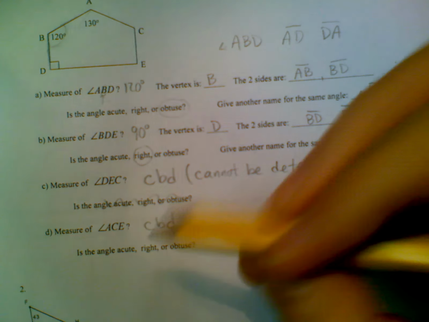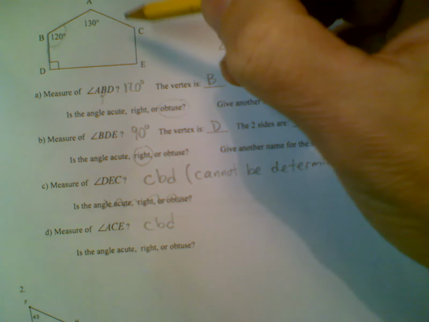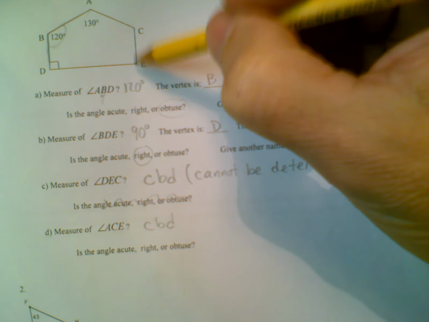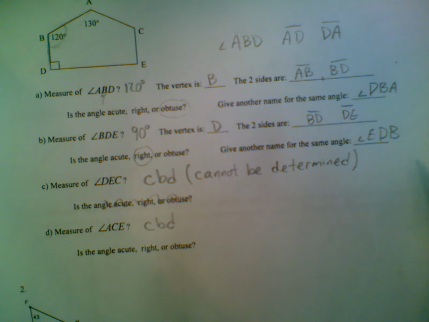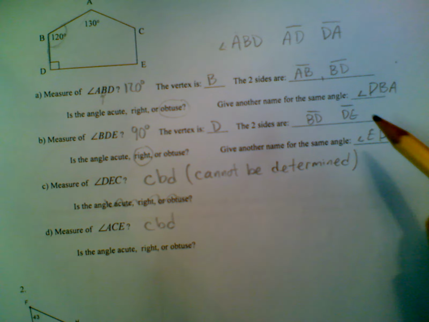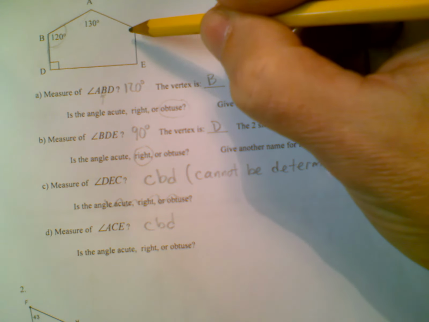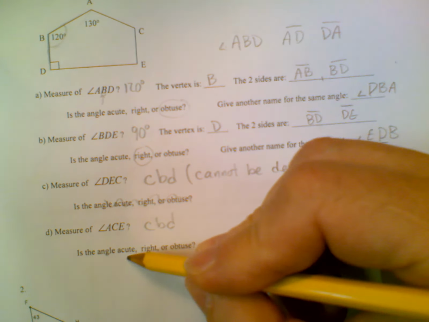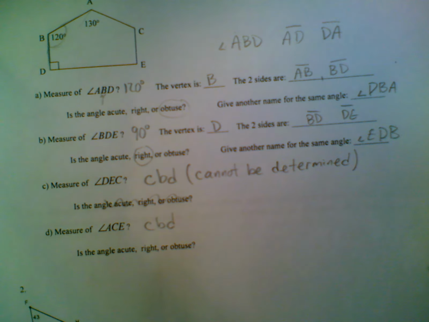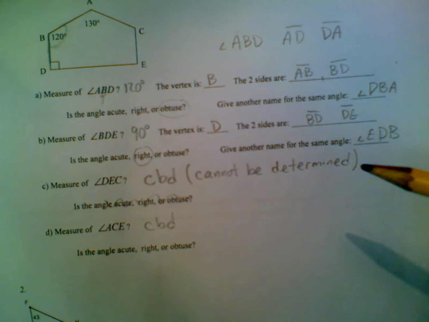Okay. Is it acute, right, or obtuse? Now, this one may surprise you even more. It sure looks like it's an obtuse angle. Okay. But again, in geometry, we should not even assume that angles that appear to be obtuse truly are obtuse, or that angles that appear to be acute, which is less than 90 degrees, truly are acute, any more than we should assume that angles that appear to be right angles really are right angles. Okay.